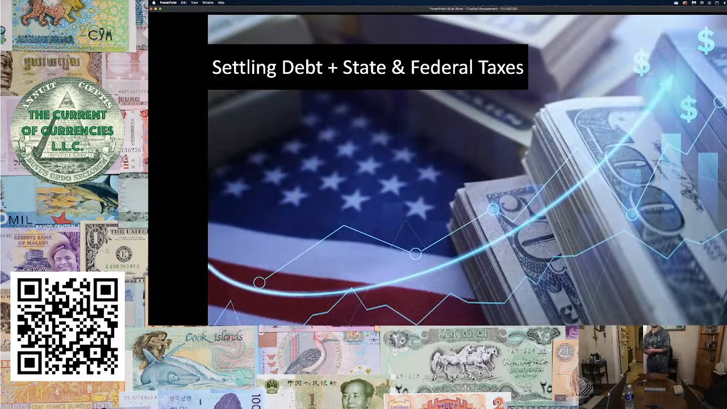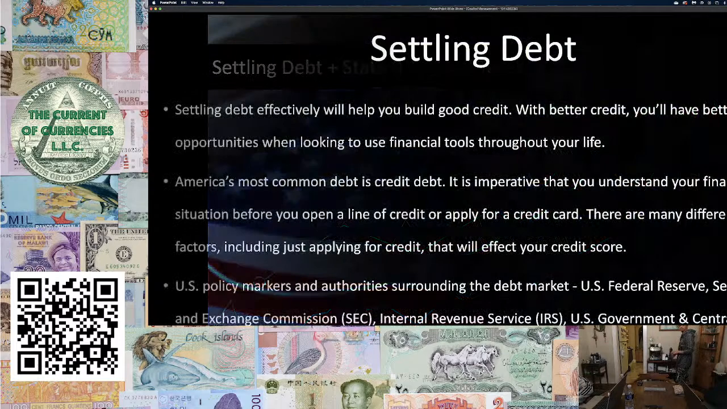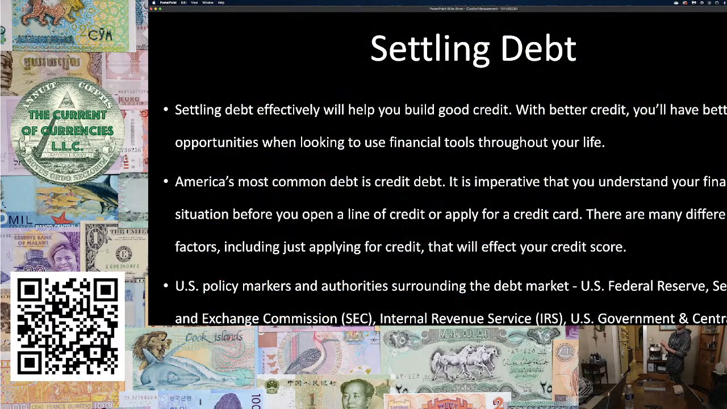So, we're going to start moving into the actual monetary system and settling debt and state federal taxes. Settling debt effectively will help you build good credit. With better credit, you have better opportunities when looking to use financial tools throughout your life. You're going to be able to get a mortgage easier. You're going to be able to get a nicer car because you are trusted to pay back that over time.